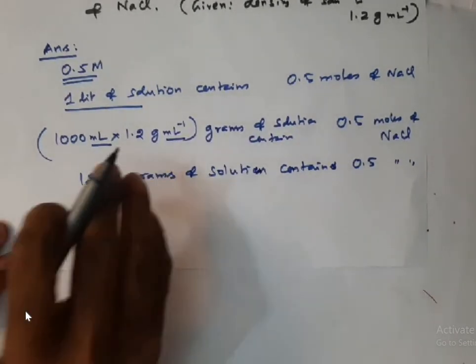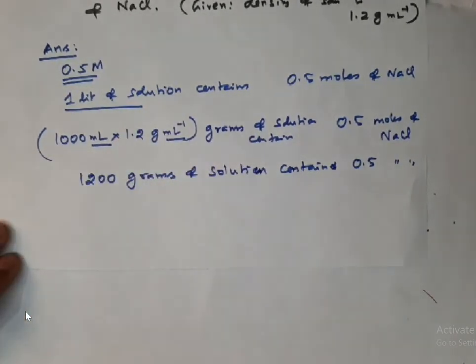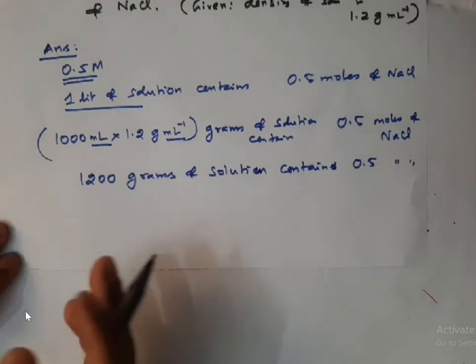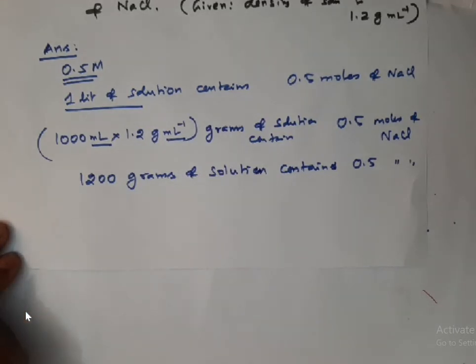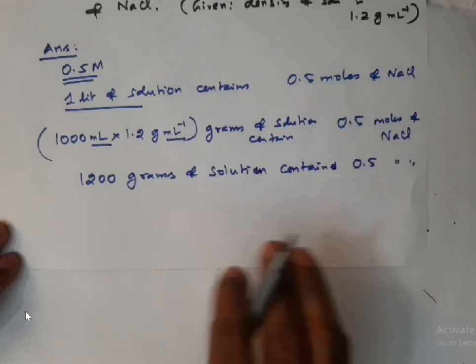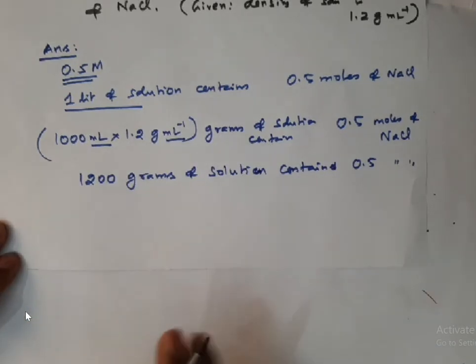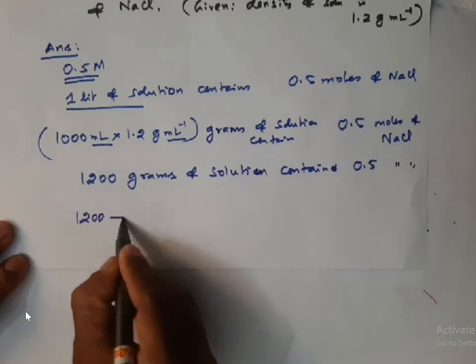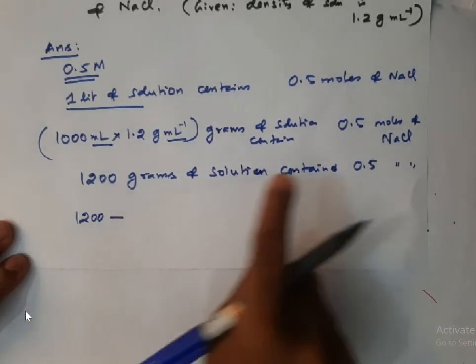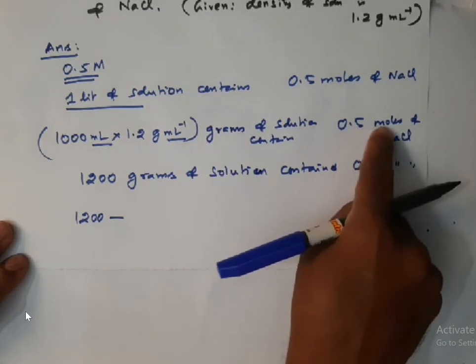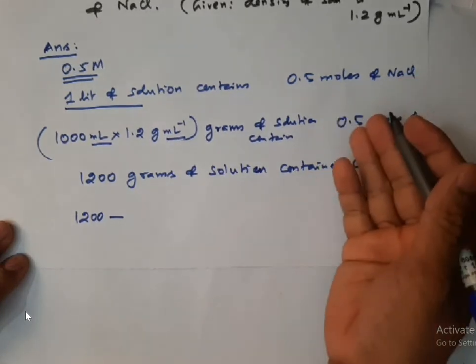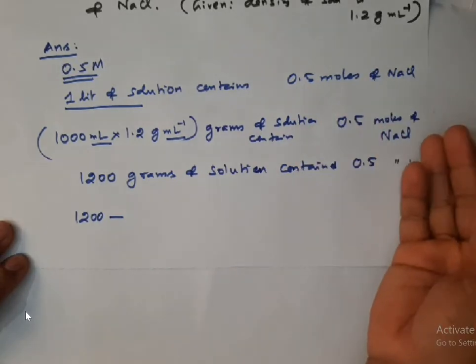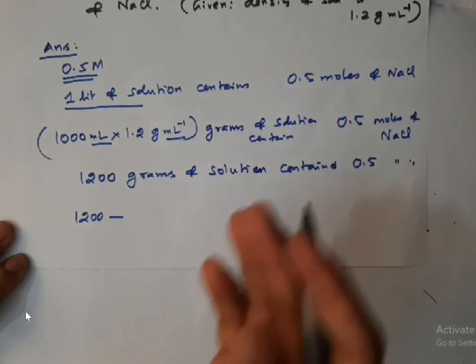Okay, we want the mass of solvent. How will you get the mass of solvent, students? We should subtract the mass of solute from the mass of solution. So from 1200 we have to subtract the mass of solute. I have moles of solute, 0.5 moles. You know, mole into molar mass will give you mass.